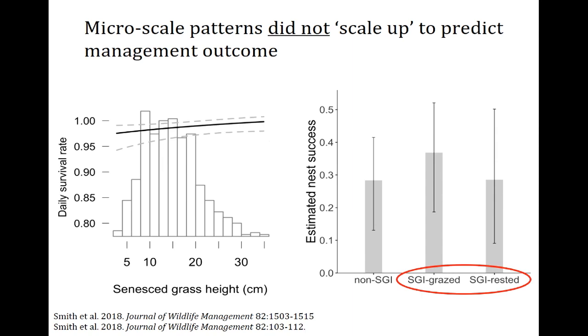So on the right side, this is showing nests based on whether they were in a pasture that was not enrolled in SGI grazing systems, versus ones that were enrolled in SGI grazing systems but grazed that year, or ones that were in that period of rest. Overall, these grazing systems did not have much of an impact on nest success at all. But the interesting thing was that comparison between the grazed and the rested pastures. We actually found that nest success was lower in those pastures that were being rested, which is completely the opposite of what you would expect if this relationship on the left here scaled up.